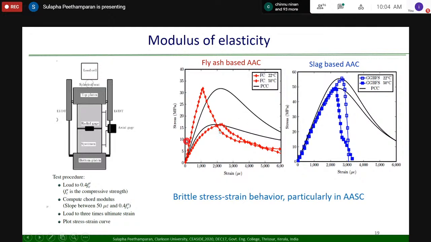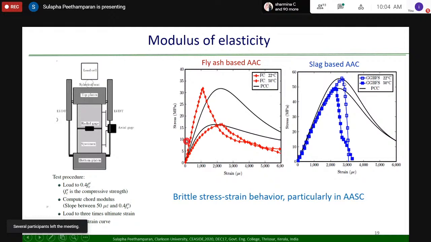What you are seeing here is that the toughness of the material is slightly lower compared to your normal Portland cement concrete, but the elastic modulus is very, very similar. If you go to the ground granulated blast furnace slag-based geopolymer, you will see similar test results. Again, a very good modulus of elasticity, though the brittleness increases with this kind of geopolymer.